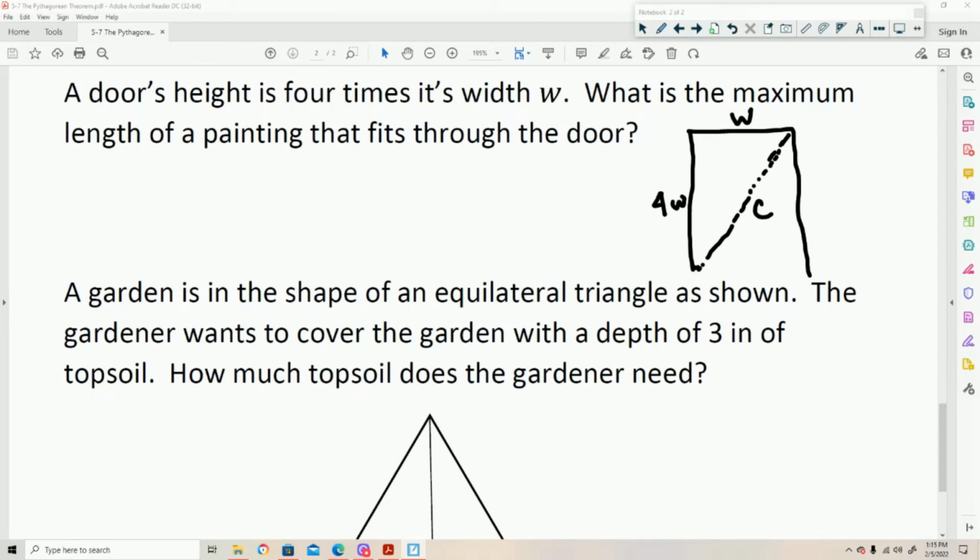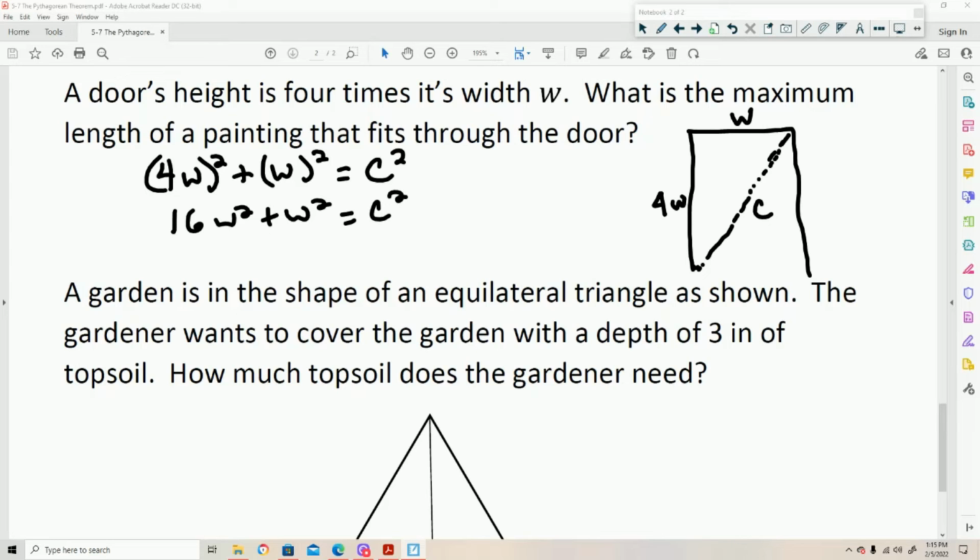So I'm going to square. Actually, I put B first, it didn't matter. I'm squaring that, I'm squaring that, and that's going to give me C squared. This gives me 16W squared plus W squared, which equals C squared. Add like terms, I get 17W squared equals C squared.